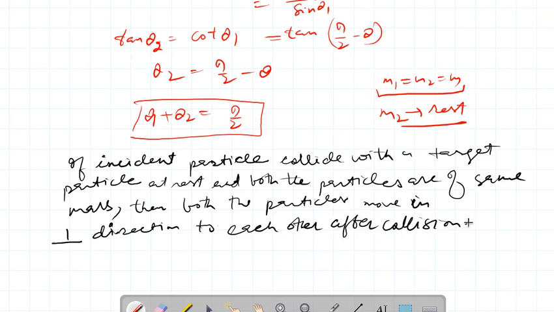So that's all for this lecture. In the next lecture, I will talk about elastic collision, but in the center of mass frame.